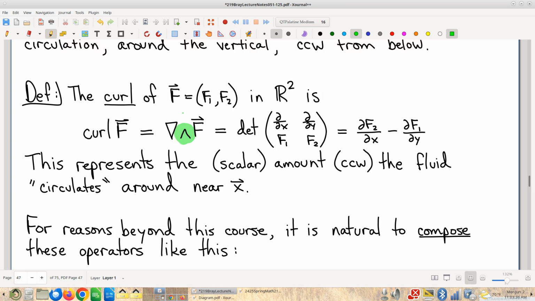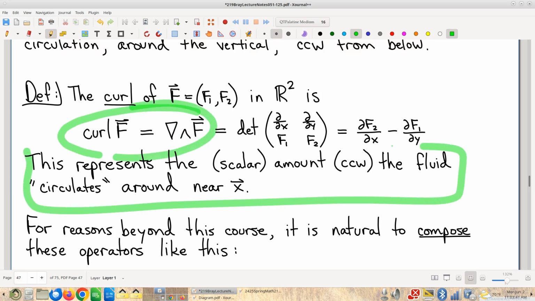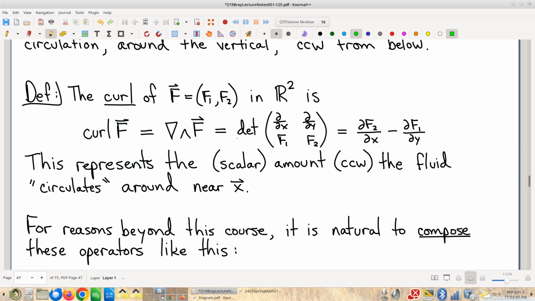Okay, all right, so again, what does this curl represent? Again, it represents, loosely speaking, circulation. So it's just a two-dimensional version of the same thing.